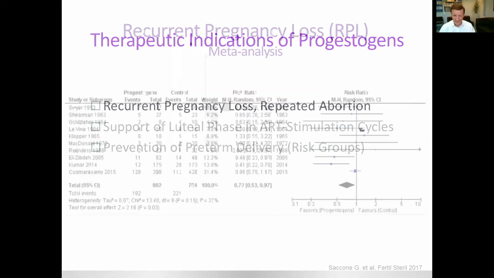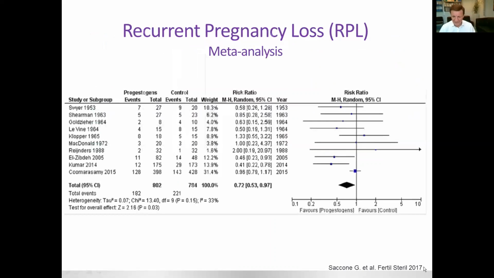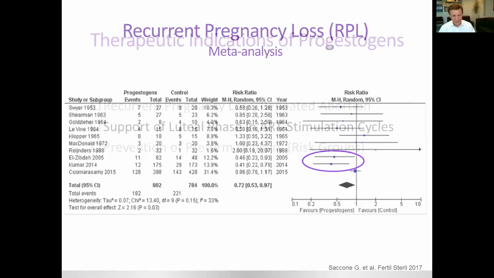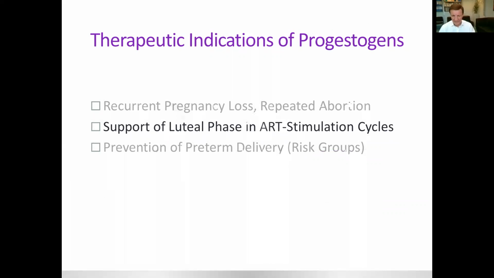It could be demonstrated in numerous studies that there is definitely a beneficial effect, as shown in this meta-analysis in 2017. The overall effect is significantly beneficial with progestogens. However, if you look into more details, it could be shown that these two large studies using dydrogesterone are actually the two studies that trigger this overall beneficial effect in preventing recurrent pregnancy loss to a significant extent. There is also agreement that a support of the luteal phase by progestogens should be used in ART cycles.